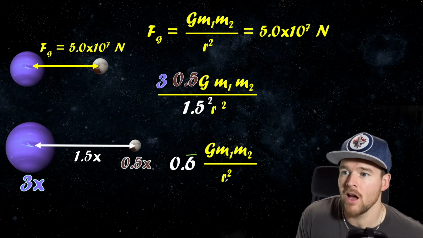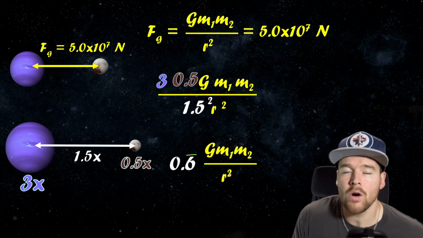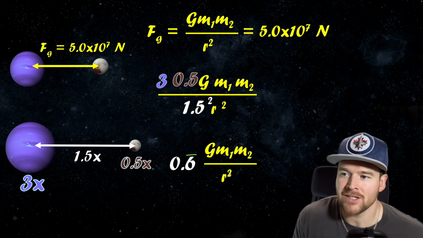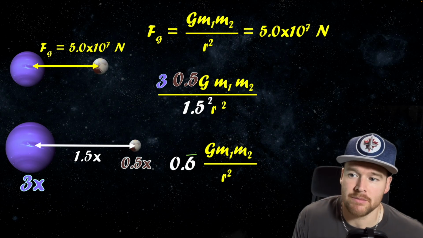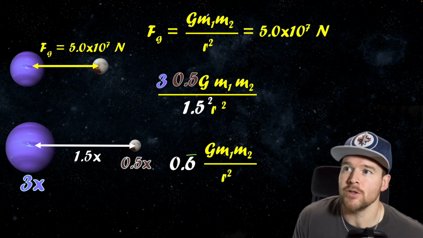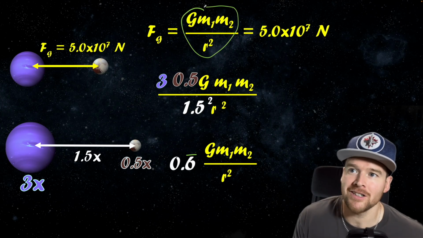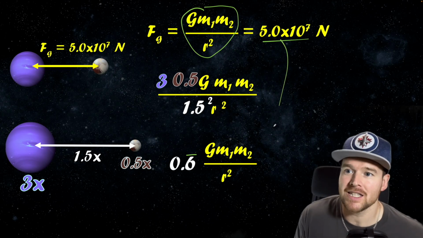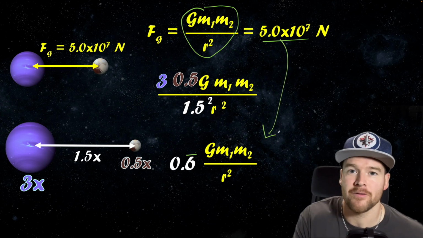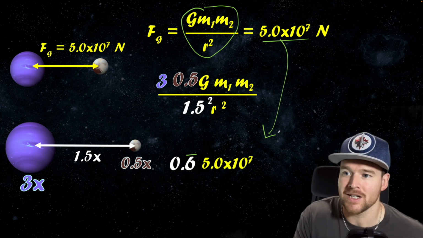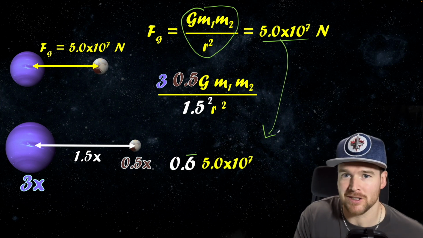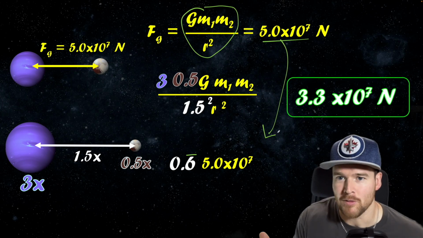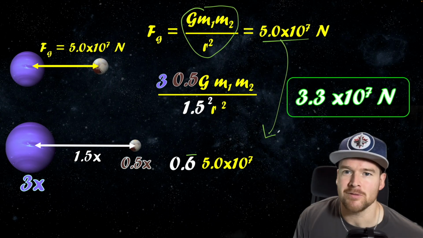At this point you might be thinking, well, I still don't know m1, m2, or r squared. I'm missing 3 pieces of information. How am I expected to solve it from here? You're actually just about done, because you don't know what m1, m2, or r is, but I do know what all of them together are, and that's equal to 5 times 10 to the 7. So I can plug this number in for that formula, and now I just have 0.6 times my original amount. I multiply that, and we get our final answer of 3.3 repeating times 10 to the 7 newtons.